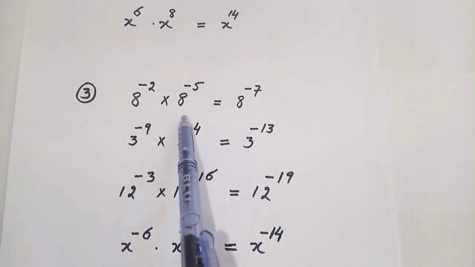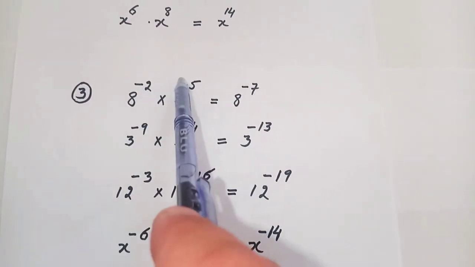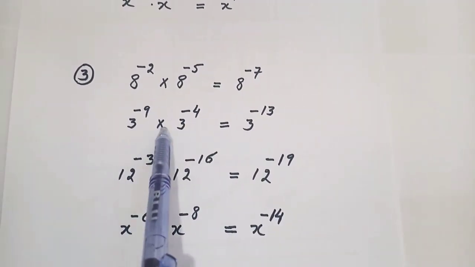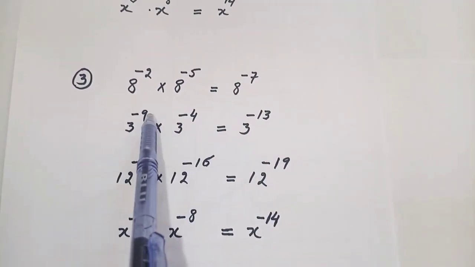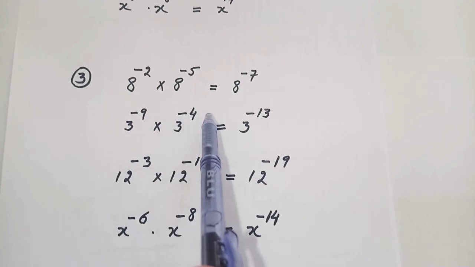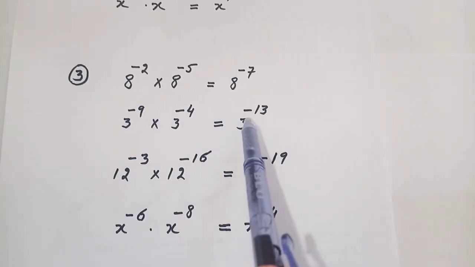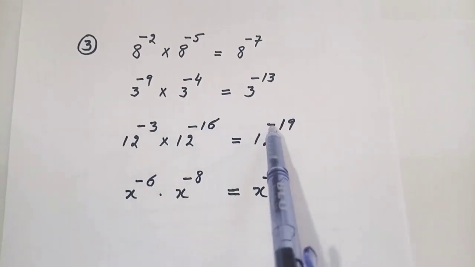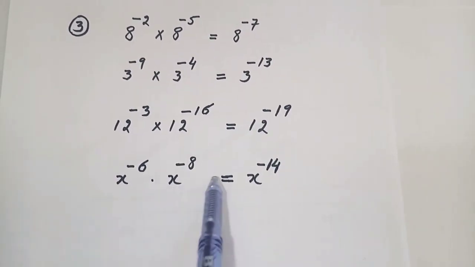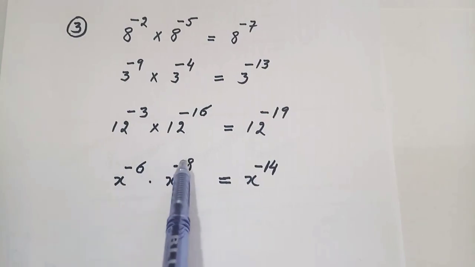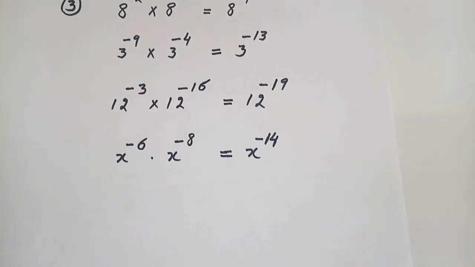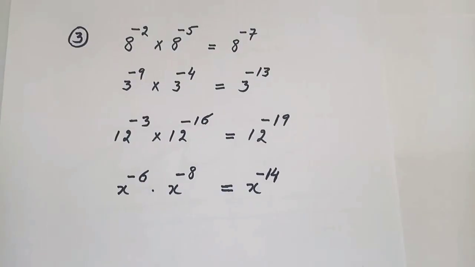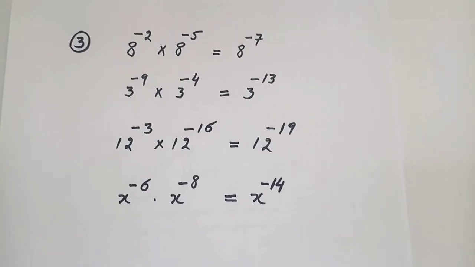Again here bases are the same, then powers are added: minus 2, minus 5, minus 7. Here the base is the same, that is 3 and 3, so powers are added: minus 9 plus minus 4 is minus 13. Here powers are added: minus 3, minus 16, minus 19. Here the base x is the same, powers are added: minus 6, minus 8, minus 14. So when bases are the same, then powers are added. This is a principle of algebra.